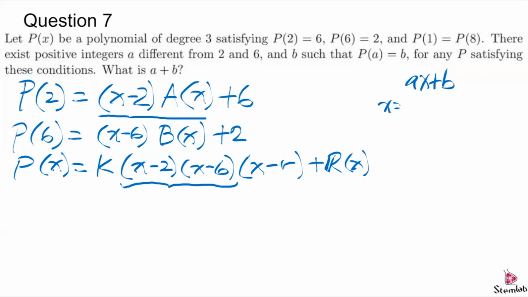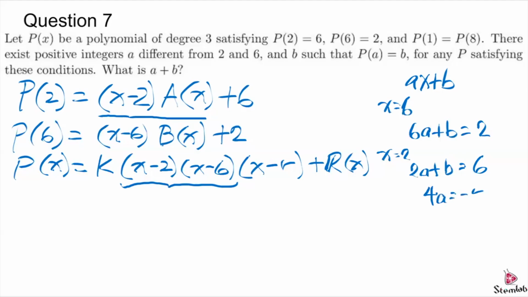When x equals 6, the remainder is 6a plus b, and that's equal to 2. When x equals 2, the remainder is 2a plus b, which is equal to 6. So we can solve for a and b here. Subtracting the second equation from the first, we get 4a equals negative 4, or a equals negative 1. Again, these a's and b's are different from the a's and b's in the problem. It's just to solve for what this r of x really looks like.